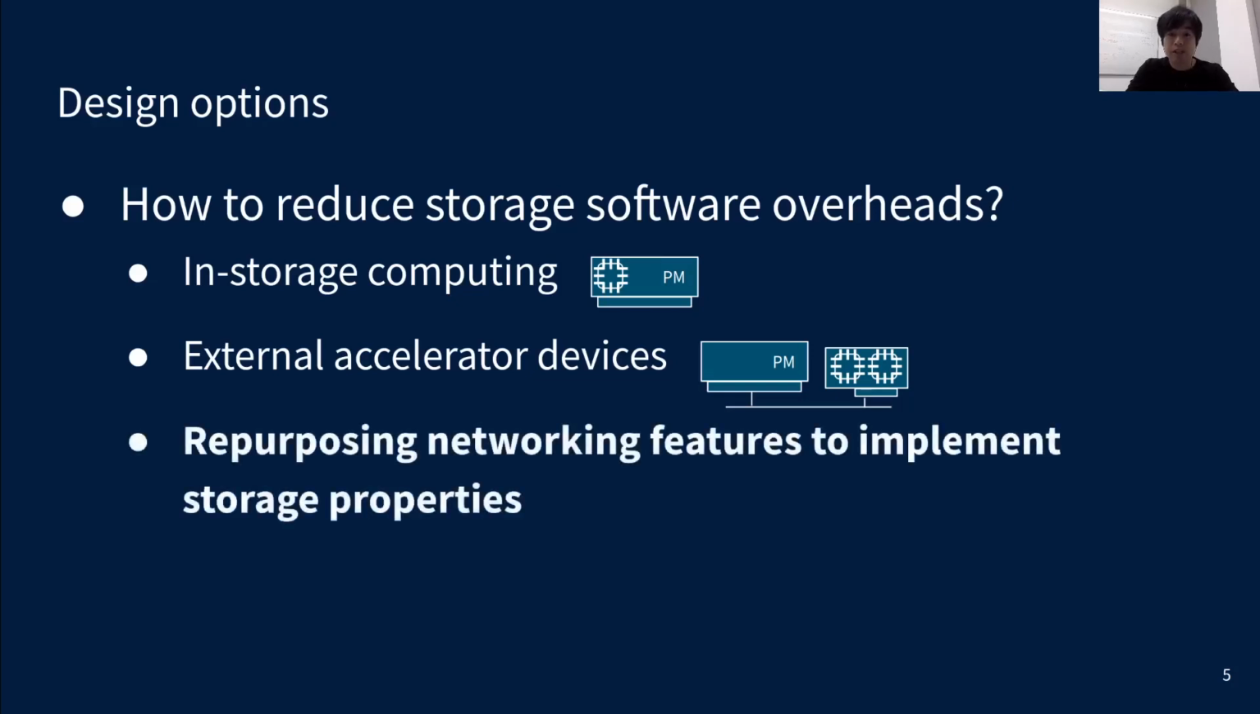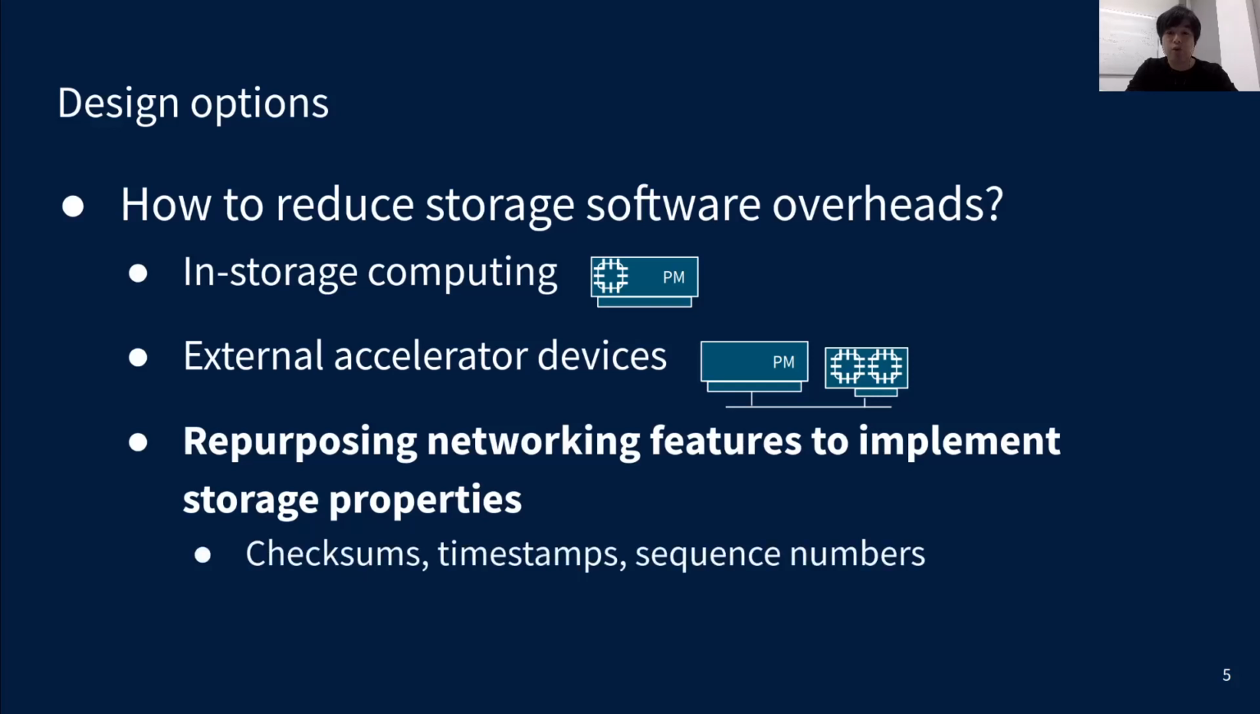My approach is repurposing networking features, which are available in reliable transport protocols and network stacks, to implement storage properties such as integrity, durability, consistency, and searchability. For example, when we look at TCP headers, we already have checksums, timestamps, and sequence numbers. Therefore, we could reuse those features to implement storage properties. Also, many networking features such as checksum calculation, segmentation, and timestamping can be offloaded to the NIC hardware.